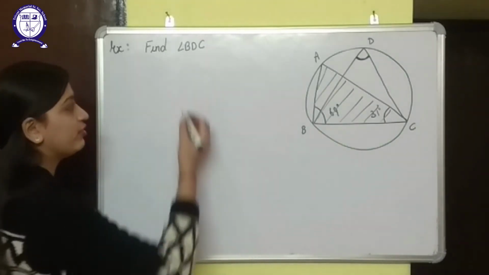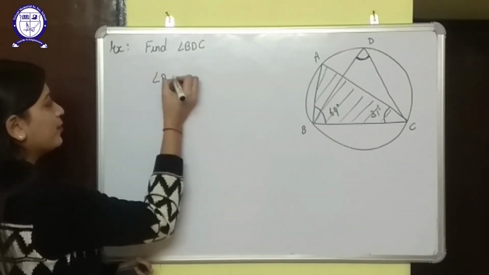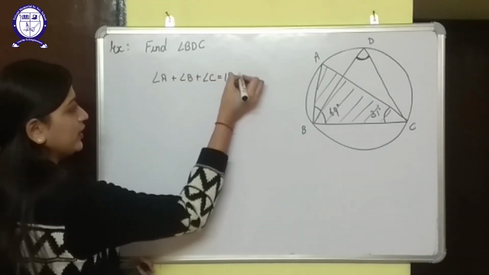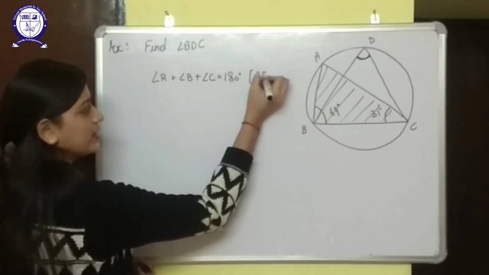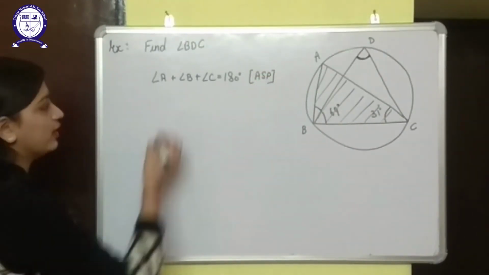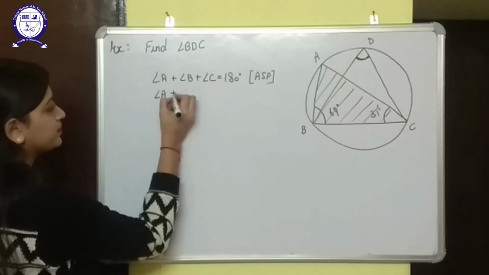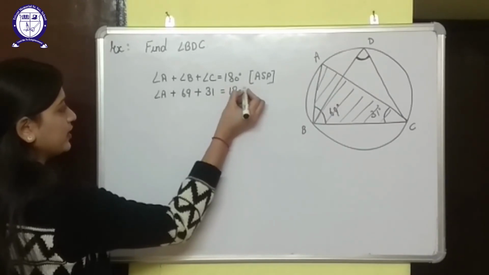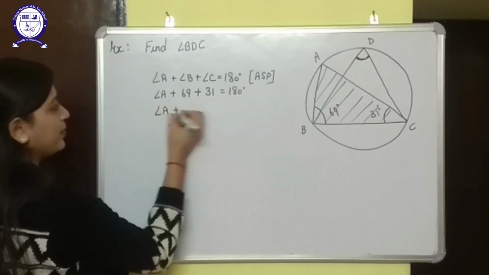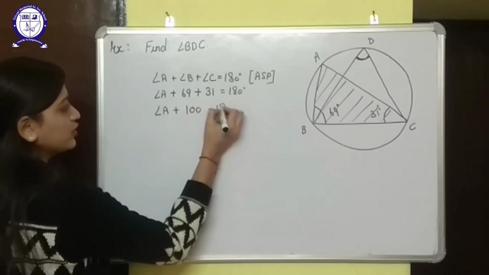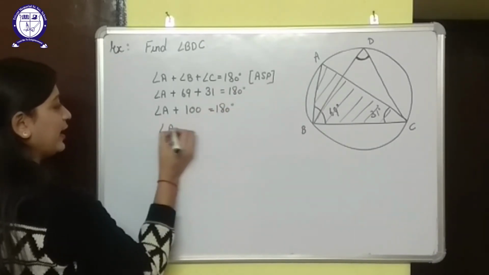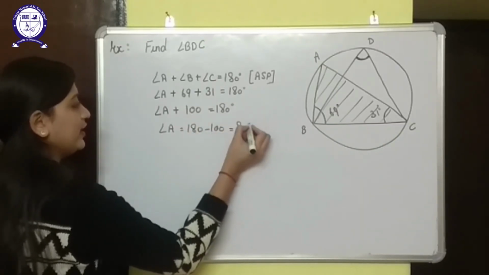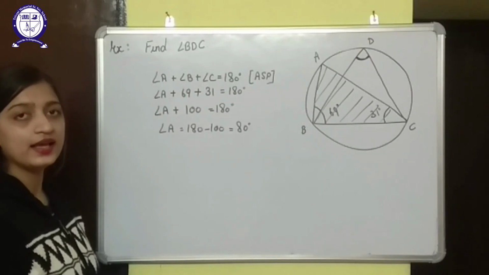So first of all, we will find that angle A plus angle B plus angle C equals 180 degrees. Reason, angle sum property of triangle. Now angle A will be, 69 plus 31 equals 100 degrees. So angle A plus 100 equals 180 degrees. So angle A will be 180 minus 100, that is 80 degrees. So this is my angle A.